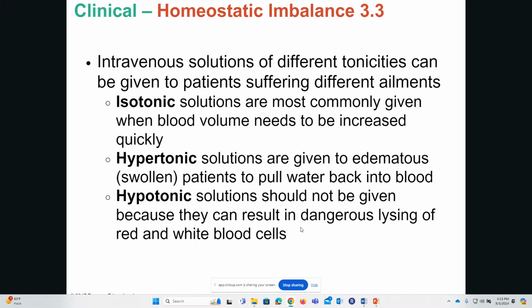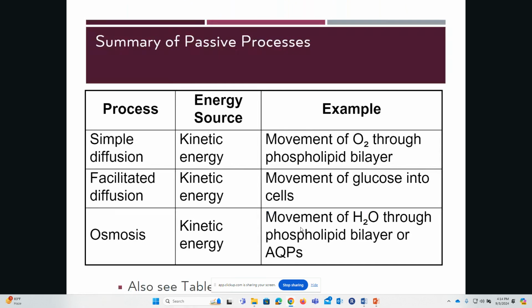Intravenous solutions of different tonicities can be given to patients suffering different ailments. Usually we administer isotonic solutions. They're the most commonly given because it just helps us maintain blood volume, and it helps especially to increase blood volume quickly, but it shouldn't affect the cells. Hypertonic solutions, though, could be given to swollen patients that really need to pull water back into the blood, so we need it to leave the tissues and move into blood. Hypotonic solutions really should never be given. They can result in dangerous lysing of red and white blood cells. There's not many situations where you would use them.